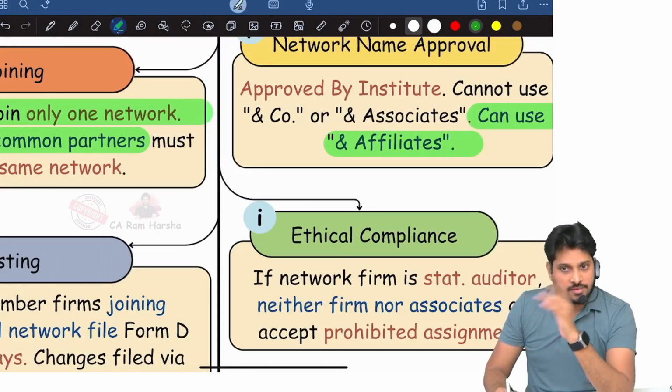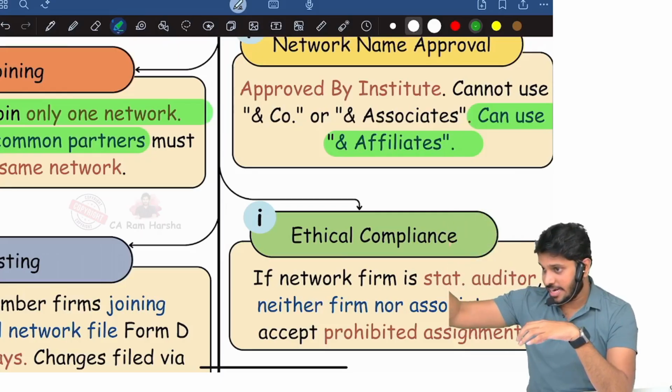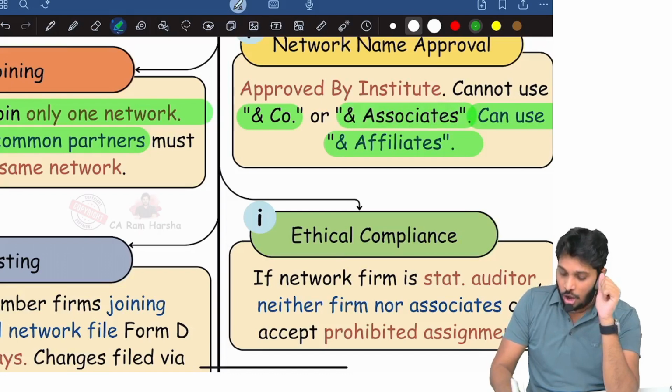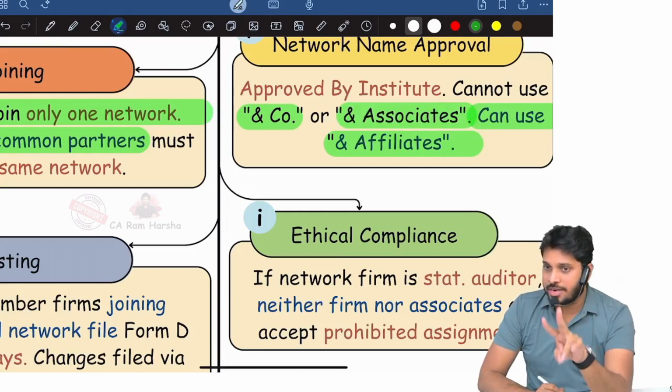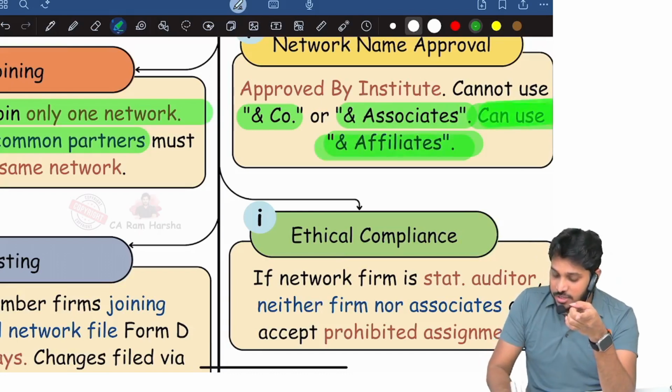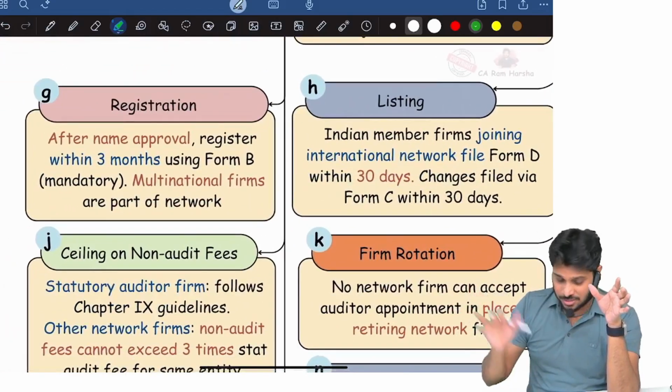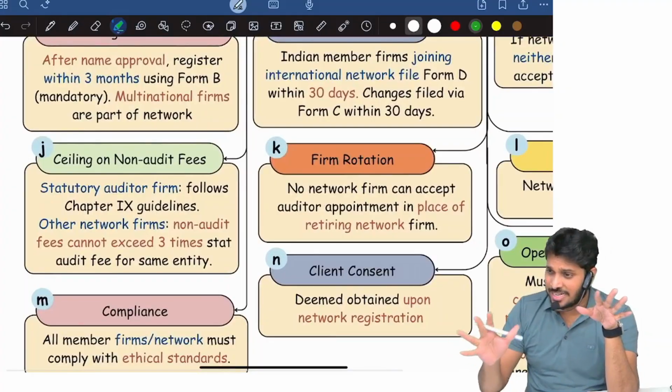Affiliates is the common way to identify a network. And CA firms must use either "and Co." or "and Associates." These are the two permitted phrases for firms. For networks, it is "affiliates," that's it. And a network cannot do any practice. Now, the registration procedure for a network is 99% not relevant.